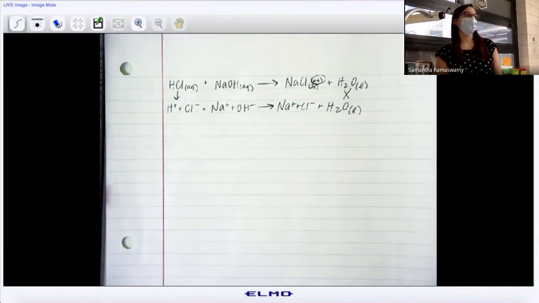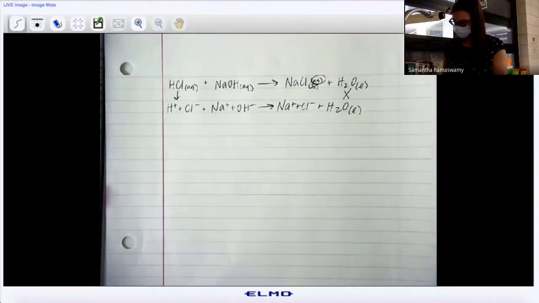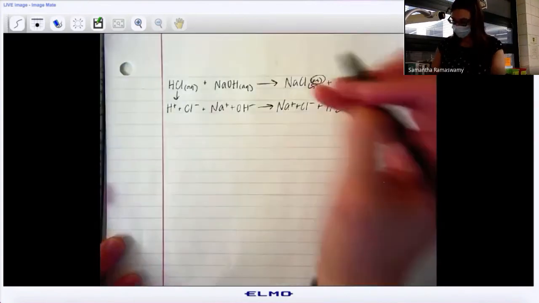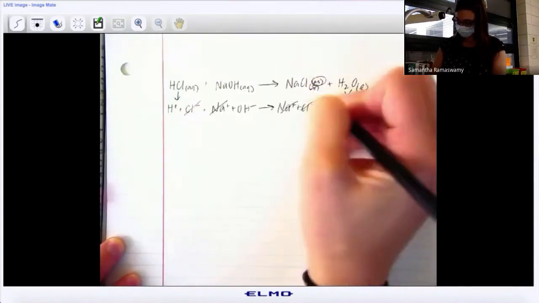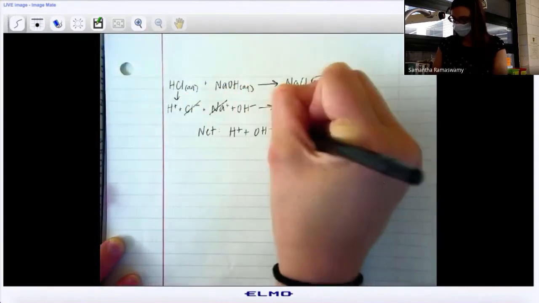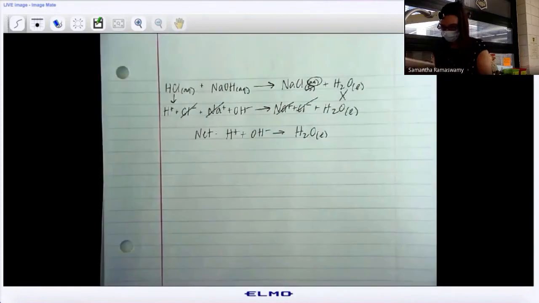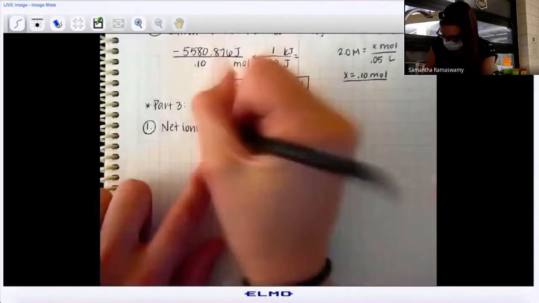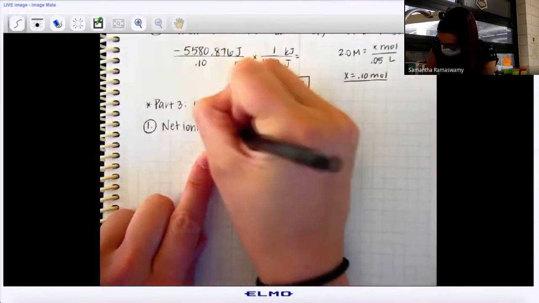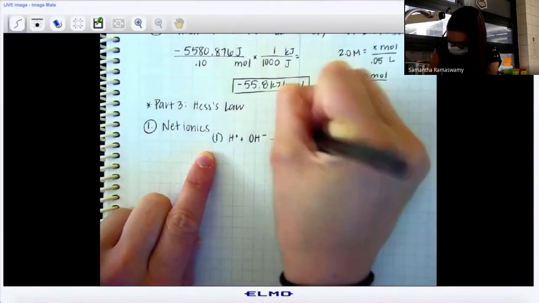We need net ionic. We have to cancel out spectators. What are the spectator ions in this? What's the exact same on both sides? Na plus and Cl minus. So my net ionic, H plus OH minus yields H2O. So I'll put that in my lab notebook. So net ionics, reaction number 1. H plus OH minus yields H2O.